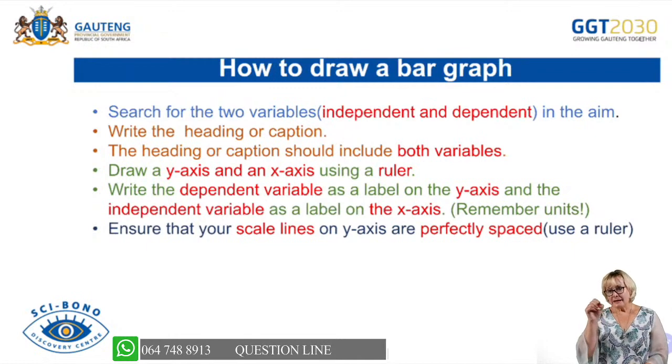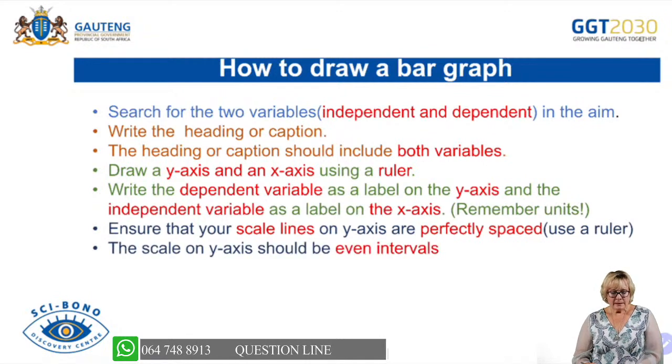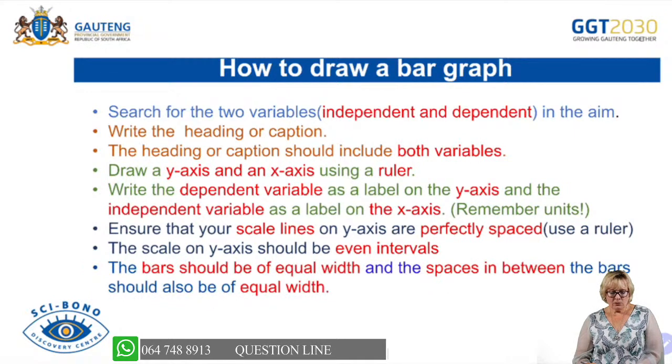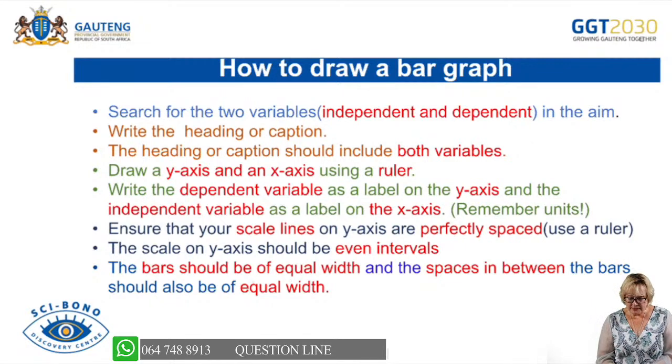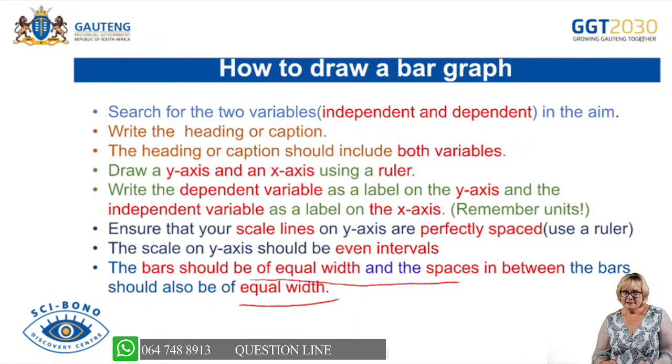But then on the x-axis, please make sure that you use your ruler so that your intervals are nicely spaced, and the difference between them must be exactly the same. All right, that's very, very important. The scale on the y-axis should be even intervals. The bars should be of equal width, and the spaces between the bars should also be of equal width. This is very important. We're looking at this, and if it's not correct, you are definitely going to lose a mark.